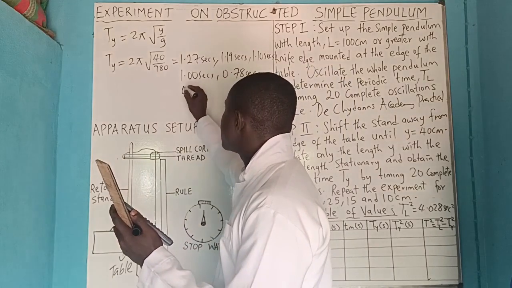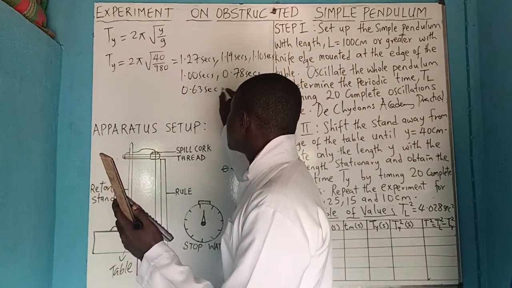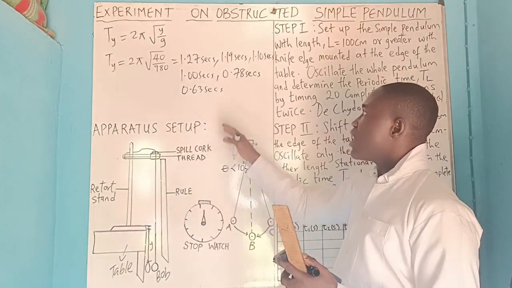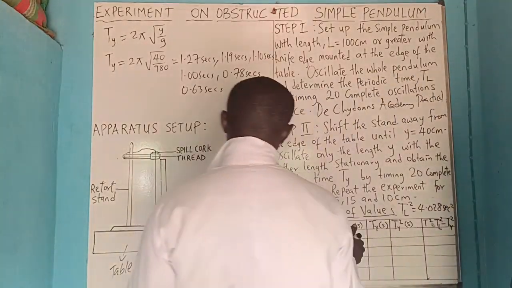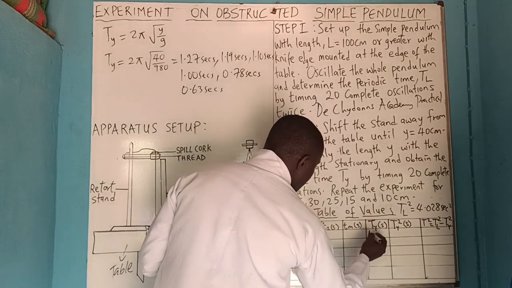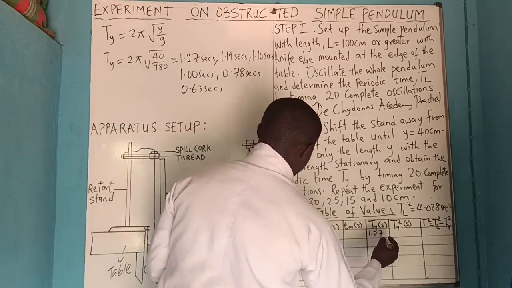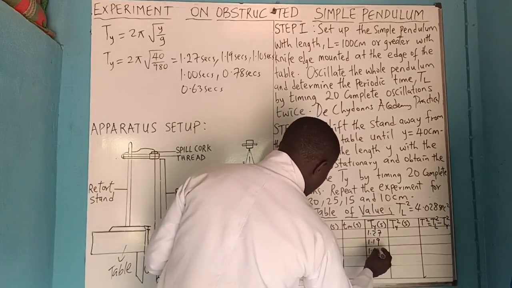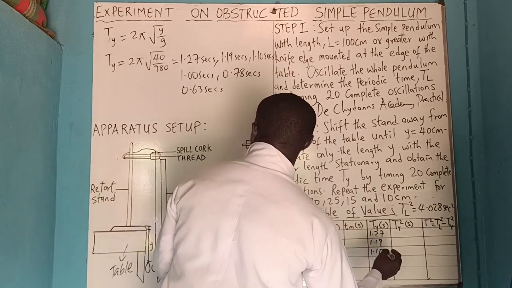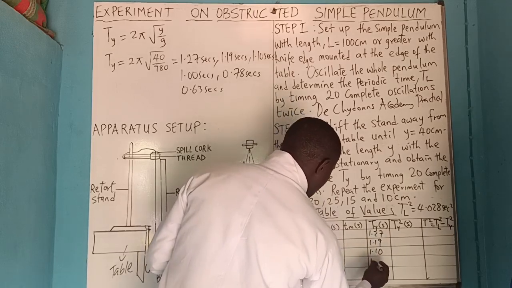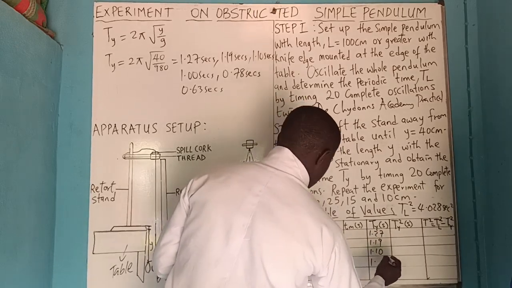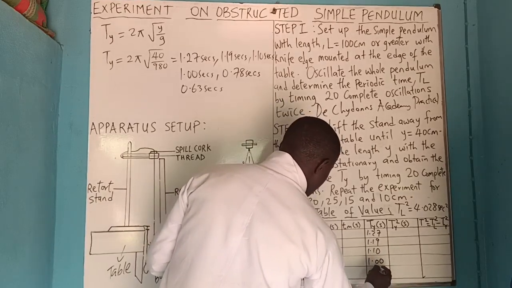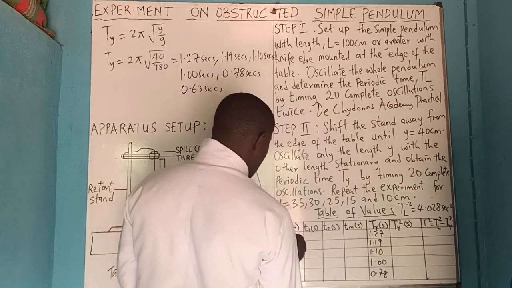0.63. You have 0.63 seconds. So after you have gotten your Ty, after you are done with your Ty, you put it here. You say 1.27, 1.19, 1.10, 1.00, 0.78. So this is for what?